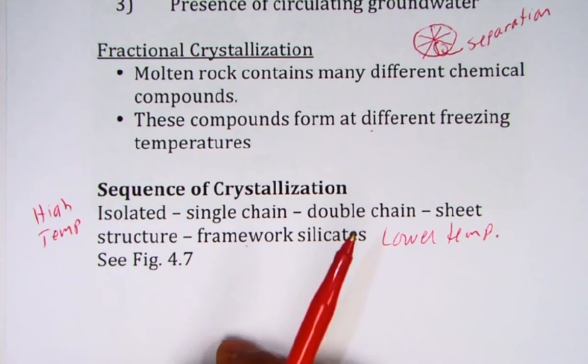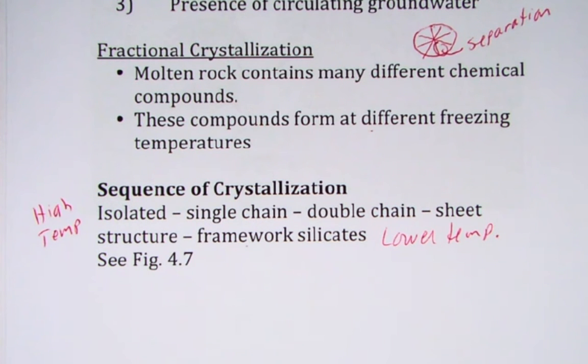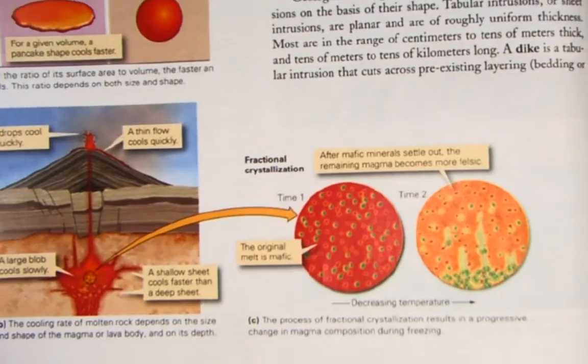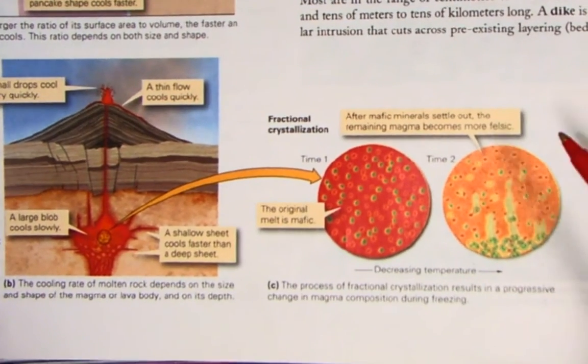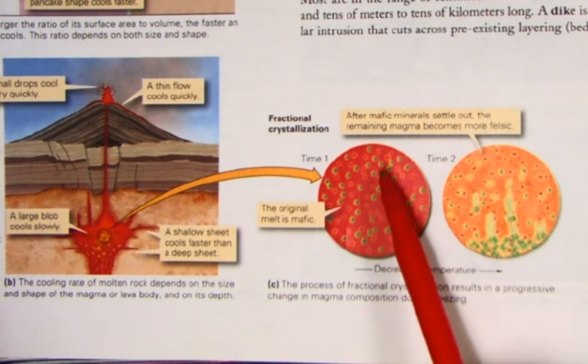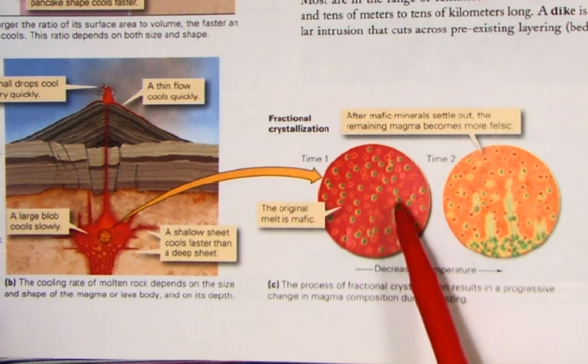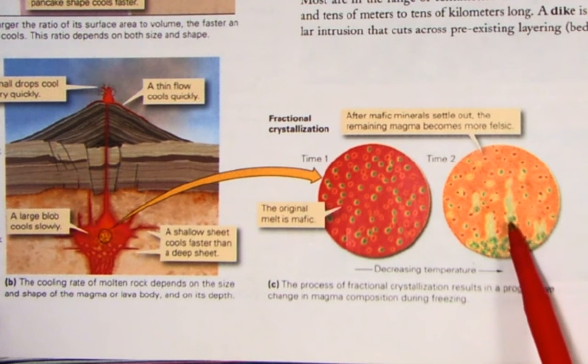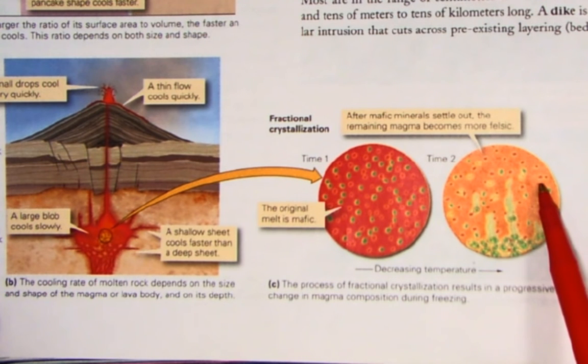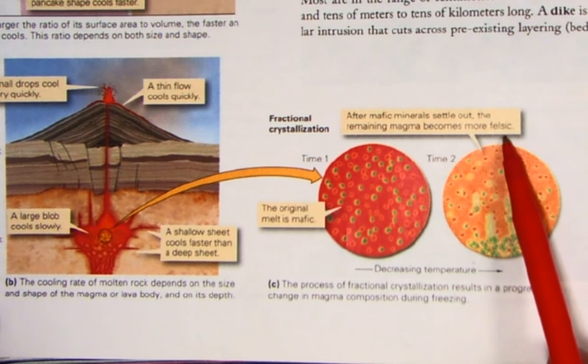But let's look at figure 4.7 here. And so that's this little figure down here, which also shows this crystallization. So as minerals start forming in the magma, right, some of these minerals, because they're in a liquid, start to settle and sink out of the magma. And the residual magma up here becomes more felsic, right?